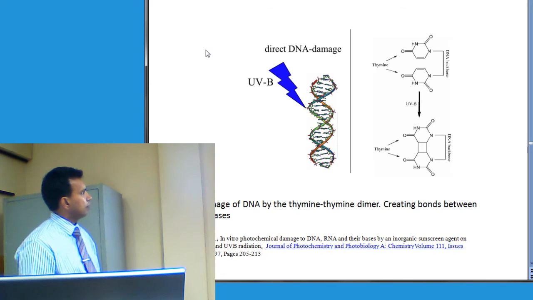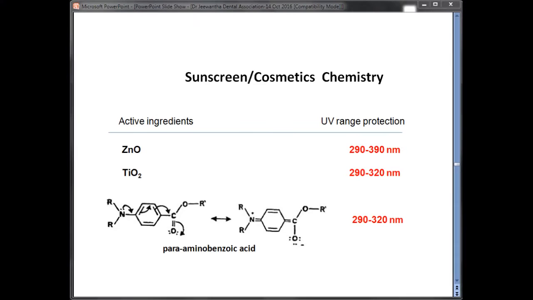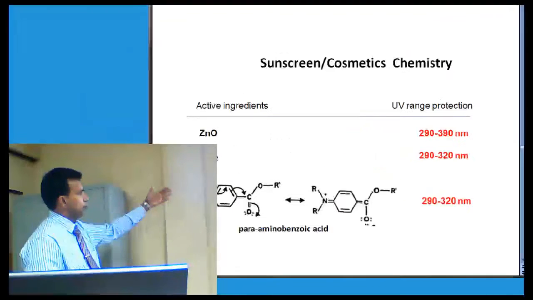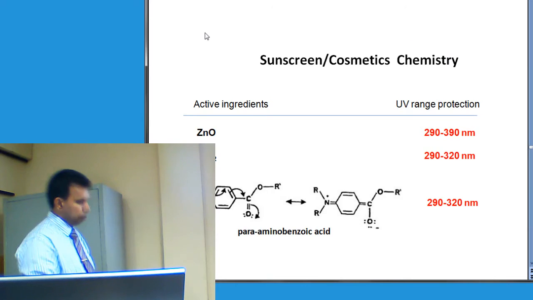And then sunscreen cream and cosmetic chemistry, basically those are the ingredients: zinc oxide, titanium dioxide. So this is the UV range. They absorb, they block this range. This is the UV range. There's a range, like X-ray, you have a range, frequency and wavelength. So they block.